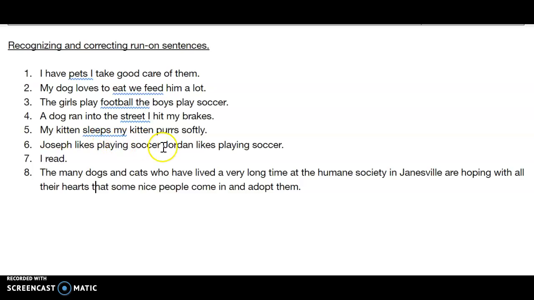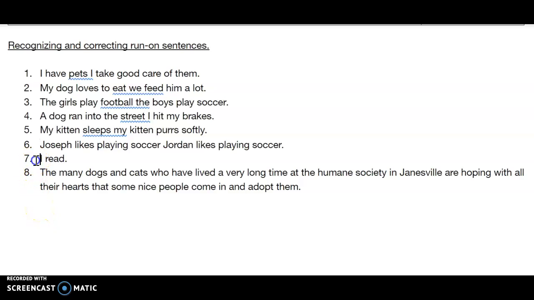My kitten sleeps, my kitten purrs softly. So here I have the same subject twice, kitten, so I could just use a compound predicate. My kitten sleeps and purrs softly. Joseph likes playing soccer. Jordan likes playing soccer. So here I have the same predicate, but I have Joseph and Jordan, so I'd have a compound subject. Joseph and Jordan like playing soccer.